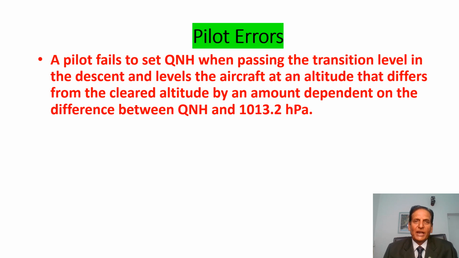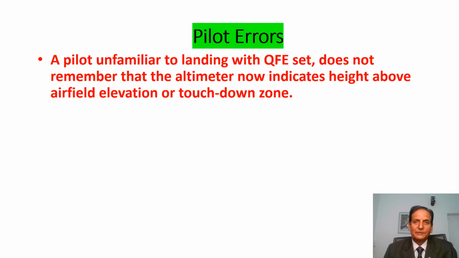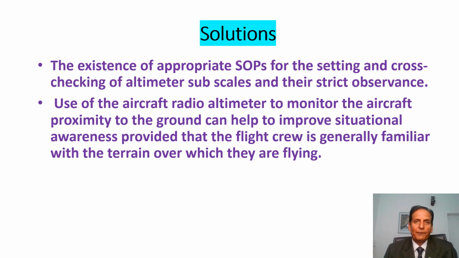A pilot fails to set QNH when passing the transition level in the descent and levels the aircraft at an altitude that differs from the cleared altitude by an amount dependent on the difference between QNH and 1013.2 hectopascal. A pilot unfamiliar with landing with QFE set does not remember that the altimeter now indicates height above airfield elevation or touchdown zone.